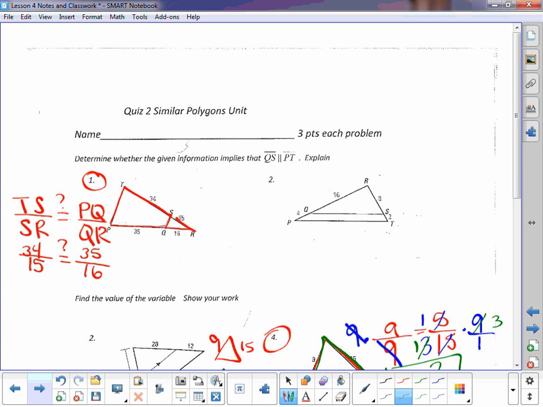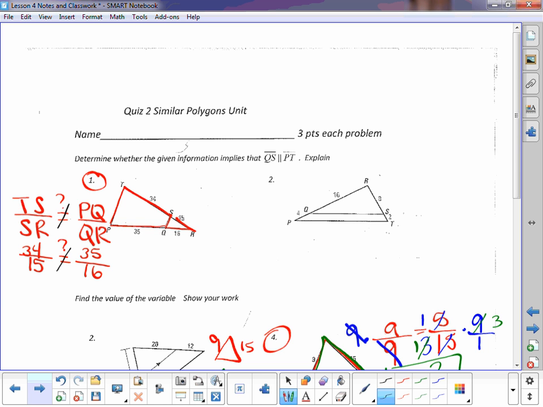Can we reduce 34 to 50? No, can't reduce anything with it. 34 is just 2 and 17, and 15 is 3 and 5. There's actually nothing in common. Can I reduce 35 and 16? No. So these are not the same. They're not the same ratio.